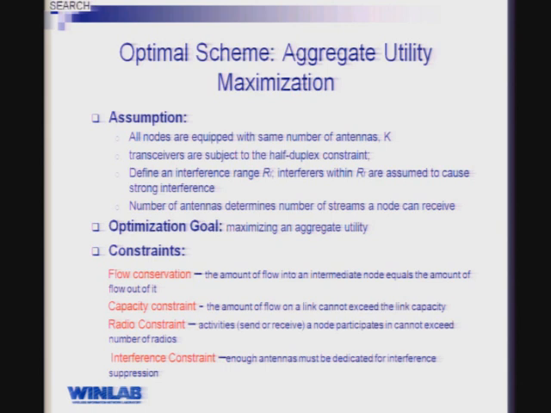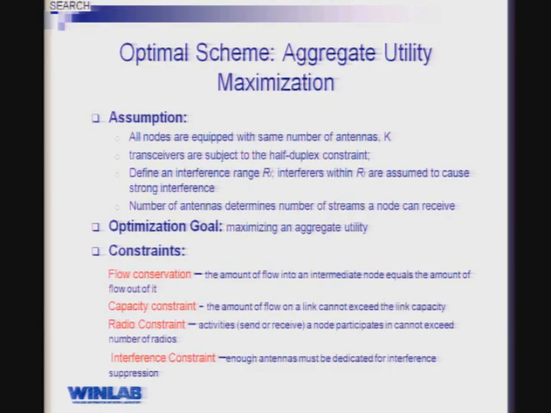Okay. So we assume all nodes are equipped with the same number of antennas K, and the transceivers are subject to a half duplex constraint. We also define an interference range Ri and assume interferers within Ri cause strong interference, while interferers outside cause weak or no interference. In the case of strong interference, the number of receive antennas determines the number of streams a node can receive, including the useful data streams and the interference streams which cause strong interference. So we maximize aggregate utility under the constraints of load conservation, capacity, radio, and interference.